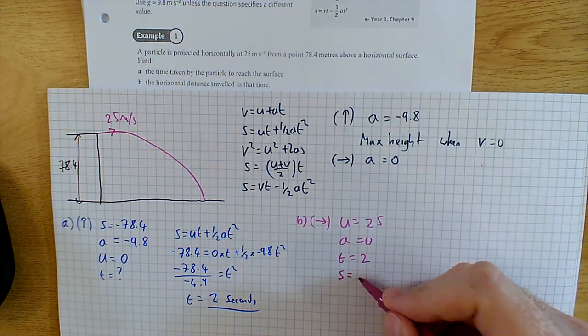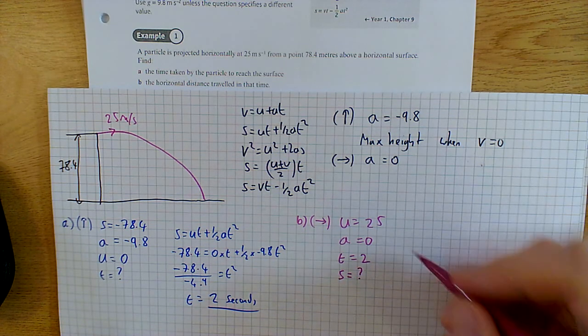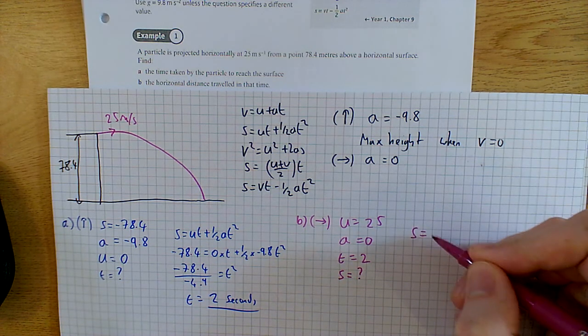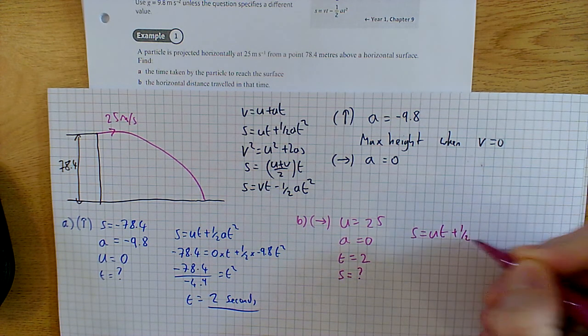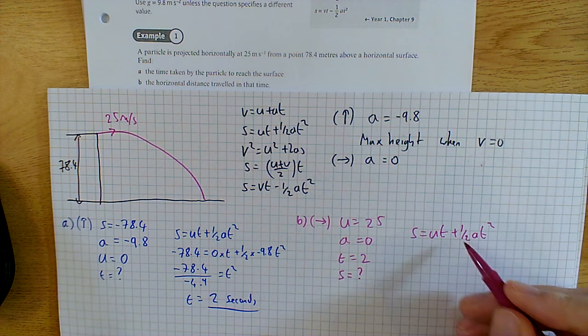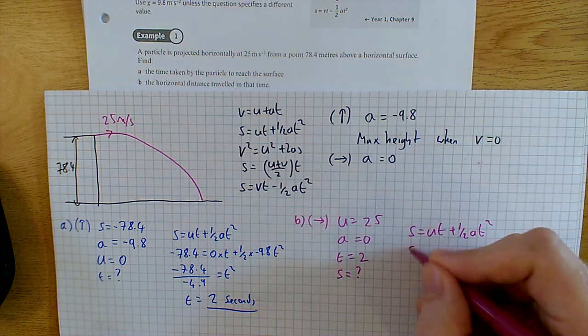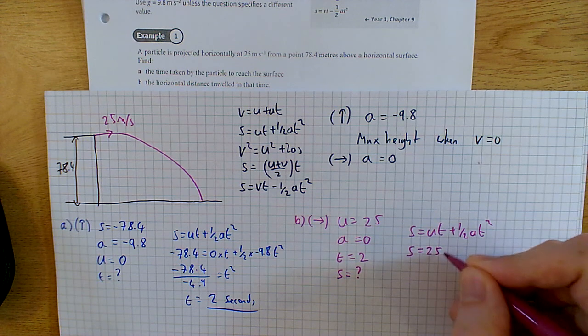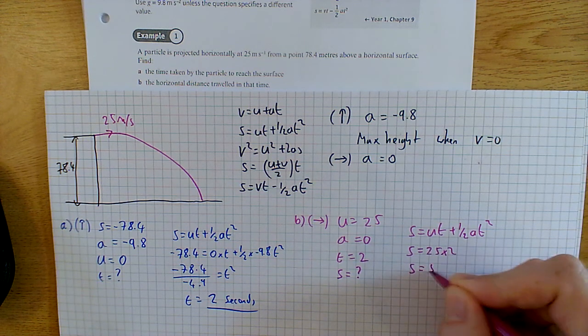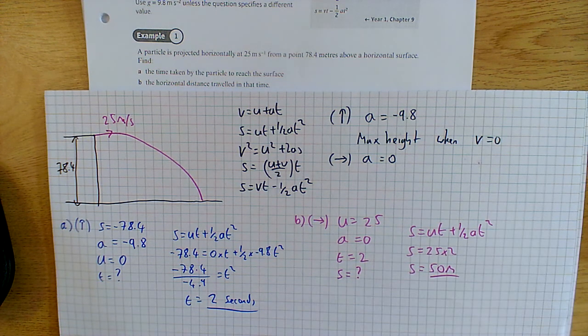The horizontal distance is given by S, the displacement, and we can put this into the formula S equals UT plus a half AT squared. But A is 0, so this whole term will cancel. So S equals 25 times 2, so S is 50 metres. It has covered 50 metres horizontally in that time.